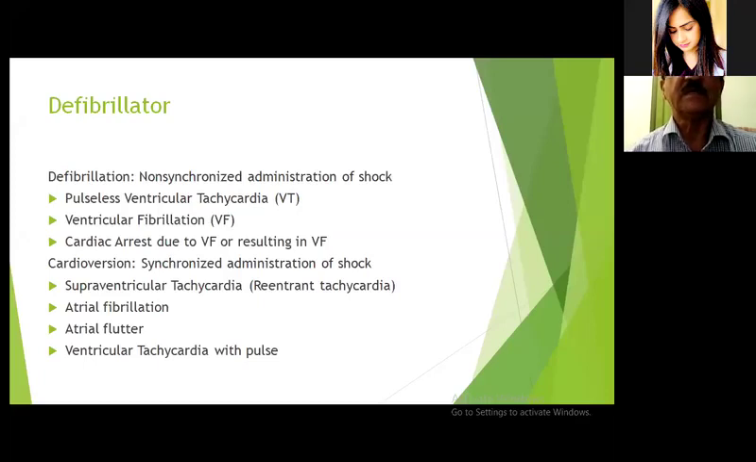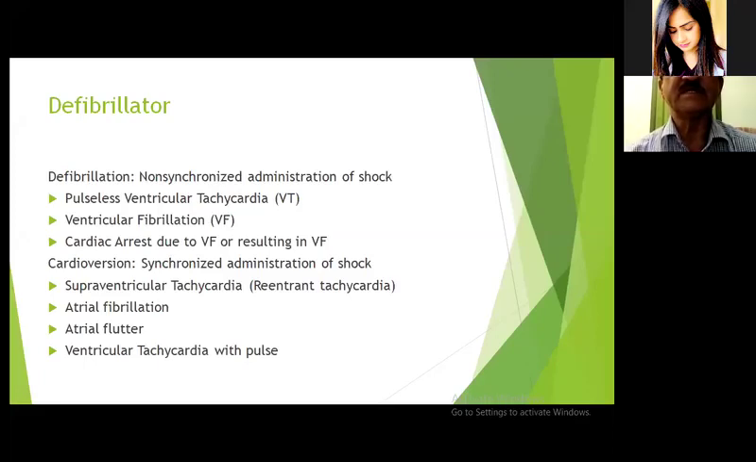Then cardioversion. As I told you, the difference is synchronized and asynchronized. Defibrillation is asynchronized or non-synchronized, meaning there is no QRS complex, only ventricular fibrillation or pulseless VT is running. Then you select the non-synchronized mode. Cardioversion is a synchronized mode.